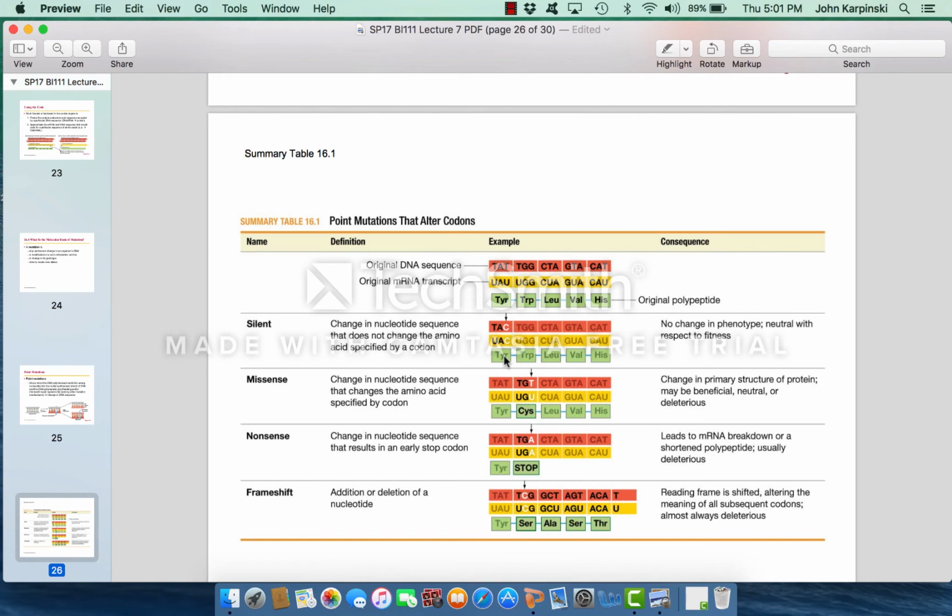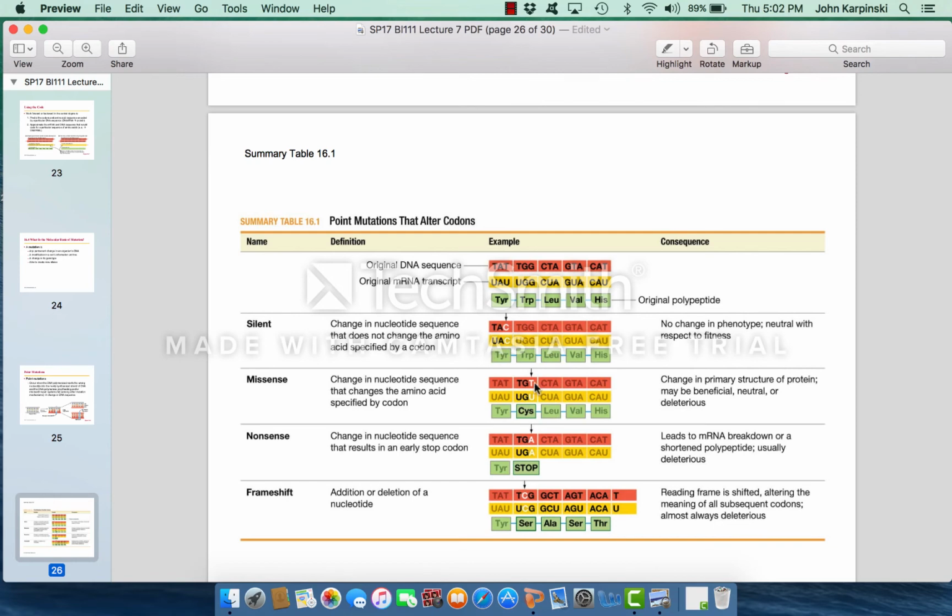Why? Well, remember I mentioned that the genetic code is conservative. Since the first two letters are the same, TA, it turns out that the change in the third position doesn't end up changing the protein. Since the change in DNA causes no change in the protein, we refer to that mutation as a silent mutation. So it goes essentially undetected. It's a change that has no consequence. Okay.